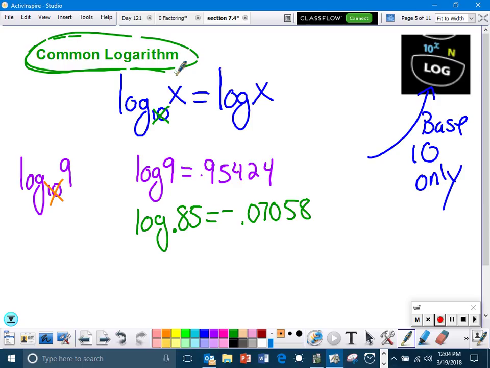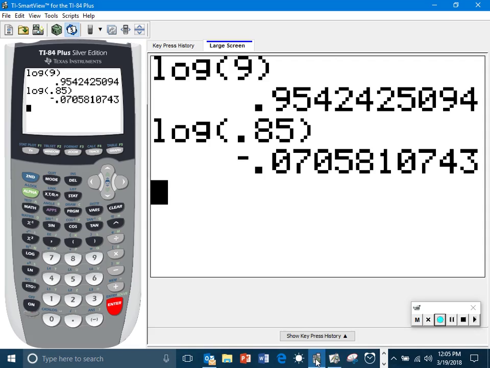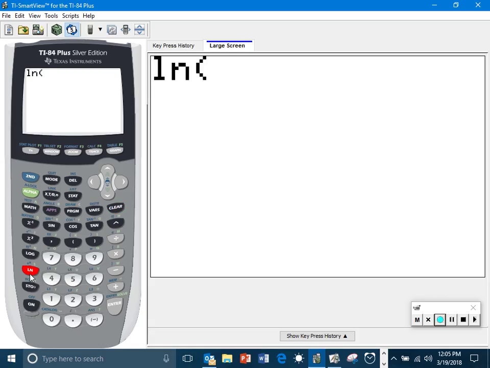Moving on, we've got another special one. It's called the natural log, natural logarithm. On your calculator, it's the ln button. Okay, natural log is the ln button. That button is located right underneath the log button. It's next to the number 4.